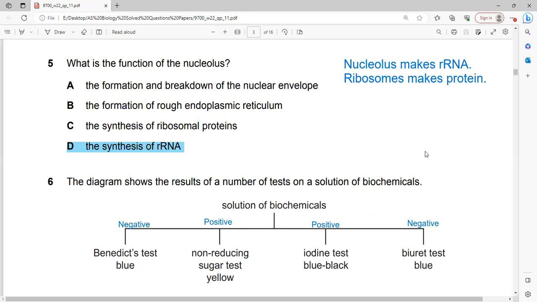The next question is about what is the function of nucleolus? Now, nucleolus is a dense part which is present in the nucleus of the eukaryotic cell. And this nucleolus is responsible to make RNA, like messenger RNA or transfer ribosomal RNA. So the D is the correct option. They are responsible to make ribosomal RNA.